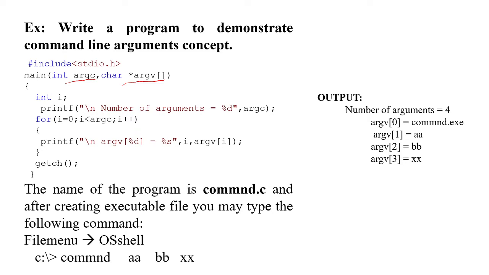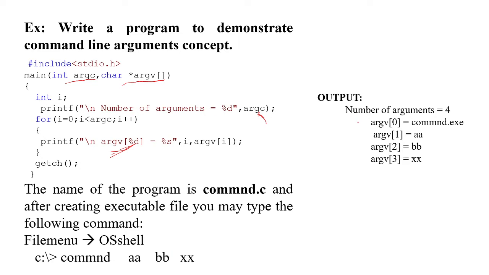Then the number of arguments passed at the command line is going to be printed with the help of the argument counter value, and I'm going to use a loop for printing the arguments which are passed at the command line. So using this vector, I'm going to print whatever arguments are passed. See this example: command is the program name, AA is one argument, BB is another argument, XX is another argument. Total with the file name, there are 4 arguments.